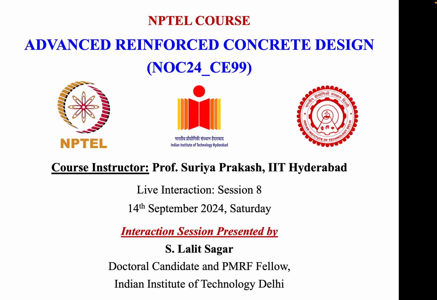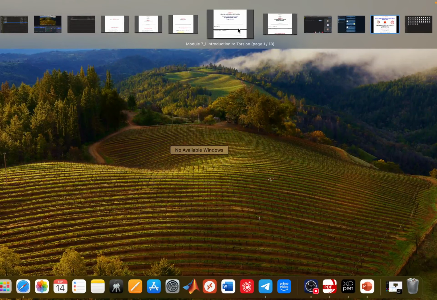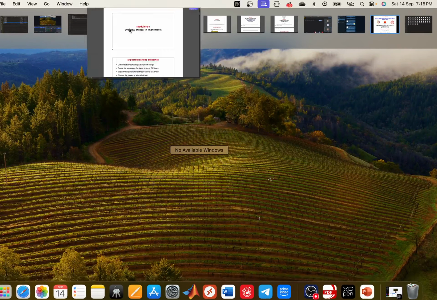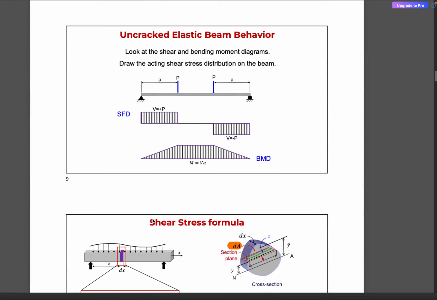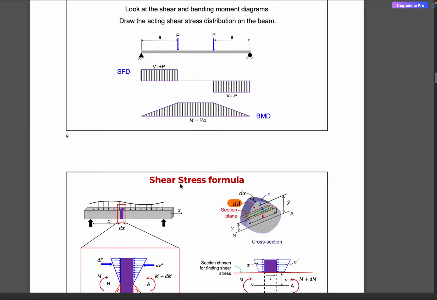I have a question related to shear span. In the lecture, Professor Surya Prakash sir discussed the shear span for a beam subjected to point loading P. What should we do if the loading is UDL? How can we determine the shear span so that we can calculate the a by d ratio? Can you please suggest? Thanks for the question.